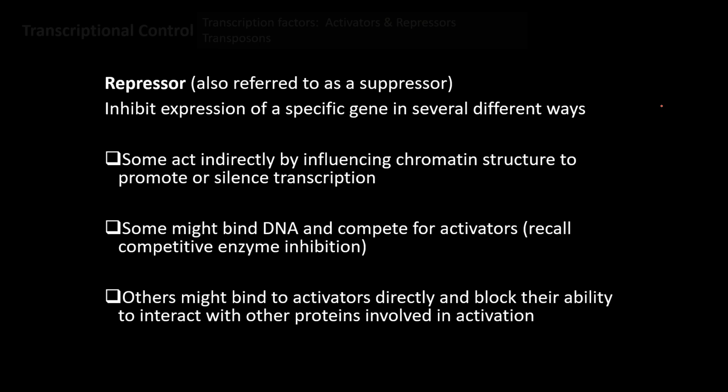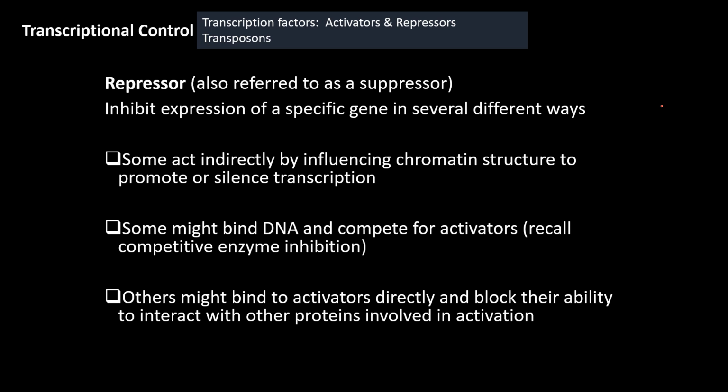But here we are. All right, so let's see, repressors. Okay, so a transcription suppressor protein or a transcription repressor protein is a protein that inhibits the expression of a specific gene, okay? And that can occur in several different ways. So for example, some might act indirectly by influencing chromatin structure, right? And so you can think of things like histone deacetylases. That would be a negative transcription regulator.